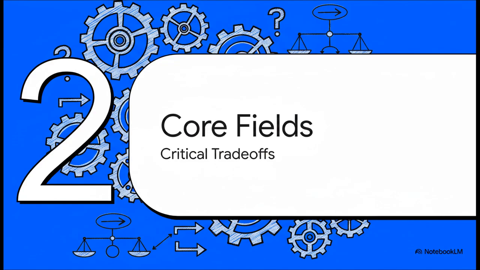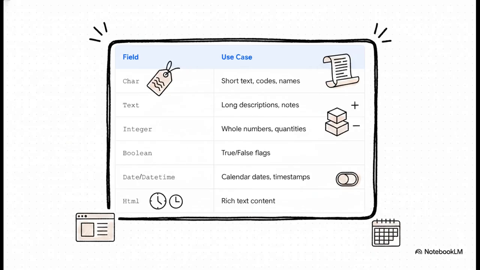Okay, so now that we're all on the same page about how serious this is, let's get into the core fields. But this isn't going to be some boring list. We're going to focus on the critical trade-offs you have to make from the get-go. All right, these are your daily drivers, right? Char for short text, Text for long descriptions, Integer for numbers. You get the idea. Pretty straightforward stuff. But don't get too comfortable, because even here, there are some major traps waiting for you.